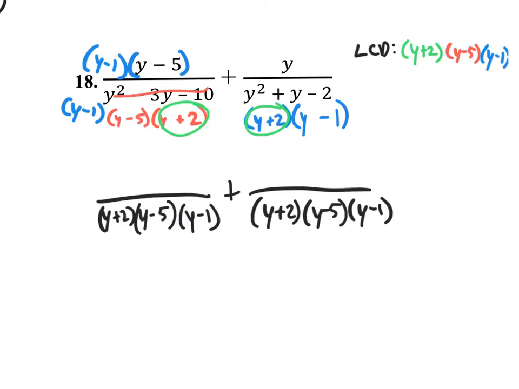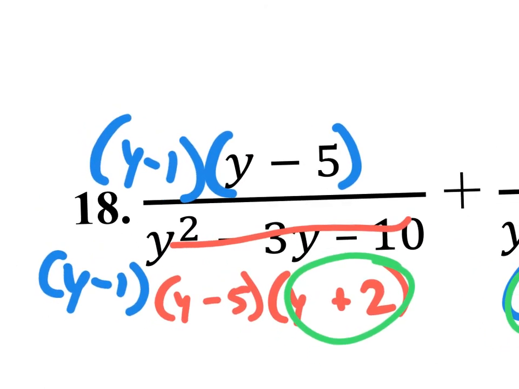But before doing that, let me just jump over here. What do I need to do to this denominator, y plus 2 times y minus 1, to get a y plus 2 times y minus 1 times y minus 5? We'd have to multiply also by that y minus 5, both top and bottom. Okay, so let's first figure out this numerator by doing this math. Let me zoom in here.